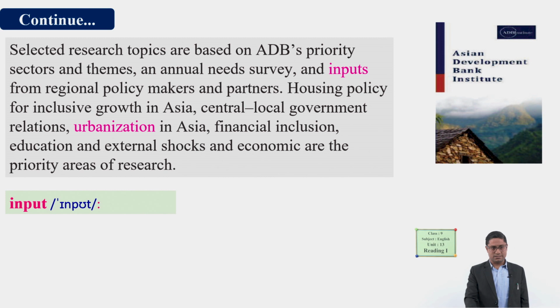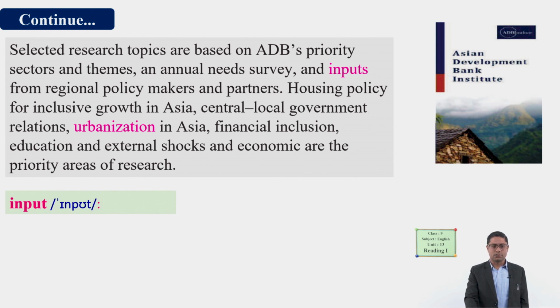So, what can be the topics of research? Let us see. Selected research topics are based on ADB's priority sectors and themes, an annual needs survey and inputs from regional policy makers and partners. So, see there how the topics are chosen. Similarly, housing policy for inclusive growth in Asia, central local government relations, urbanization in Asia, financial inclusion, education and external shocks and economic are the priority areas of research. So, see these areas, for example, policy for inclusive growth in Asia, central local government relations, urbanization in Asia, financial inclusion, education and external shocks and economic are the priority of research.